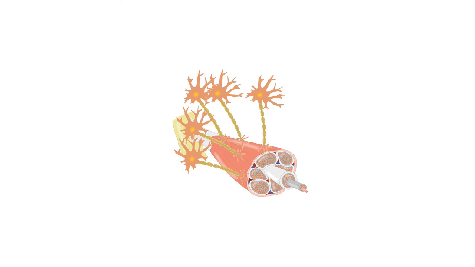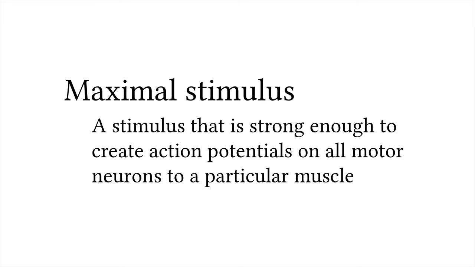Eventually, as the stimulus grows, its strength reaches a point where an action potential occurs in all of the motor neurons of the nerve that go back to the specific skeletal muscle. Then all the muscle fibers in the muscle contract because all the motor units have been activated. This is a maximal stimulus. A maximal stimulus is a stimulus that's strong enough to create action potentials on all motor neurons to a particular muscle. With a maximal stimulus, there can be no stronger muscle contraction because all of the muscle fibers are already contracted. If there's more stimulus, it's called a supramaximal stimulus, but it can do no extra work. All of the motor units have been contracted already.